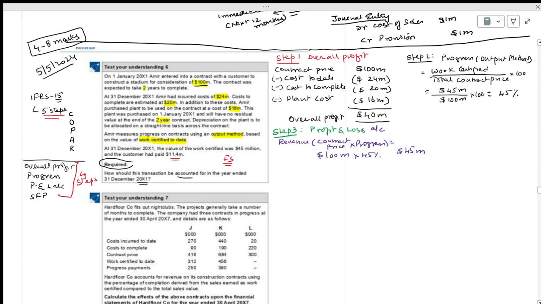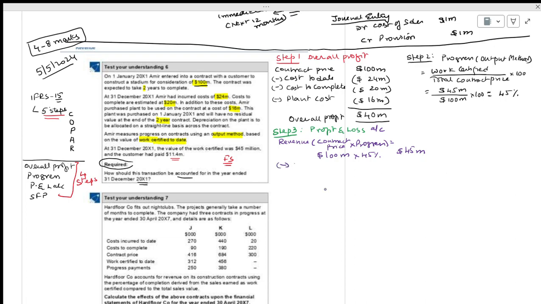Is it right? Revenue will be how much? 45 million. How much progress we have made, that much only we have to take as revenue. Simple concept. Now, how much is the cost of sales?